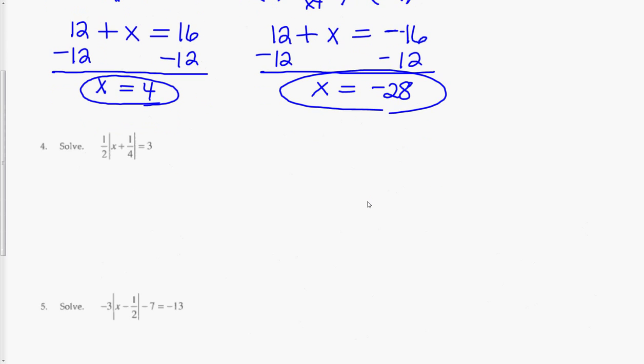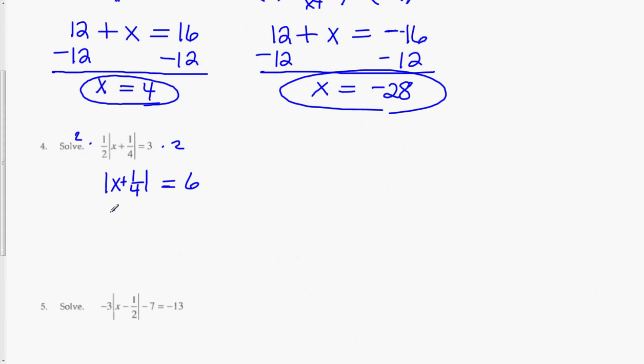Okay, let's look at the next one. On the next one, I have a 1/2 in front of that absolute value. So the first thing I'm going to do is I'm going to clear that 1/2. So I'm going to multiply both sides by 2. The absolute value has not gone away yet. So x plus 1/4 equals 3 times 2 would be 6.